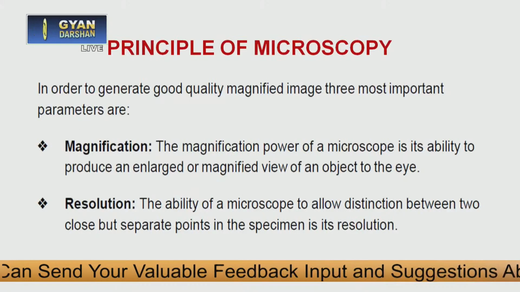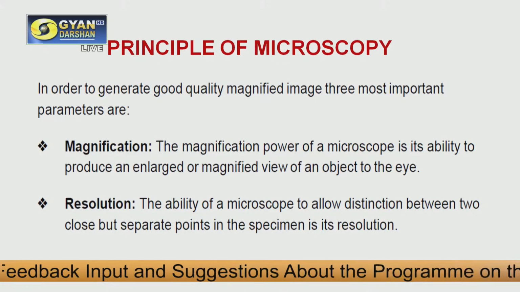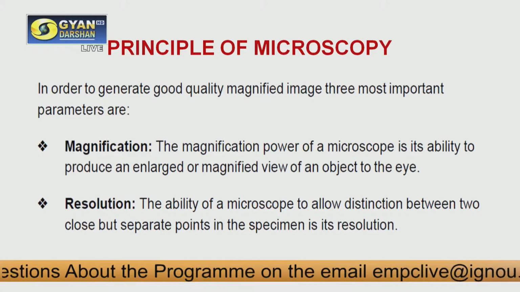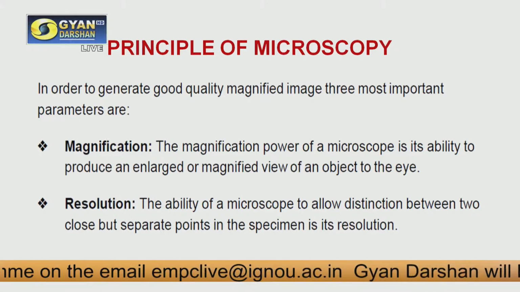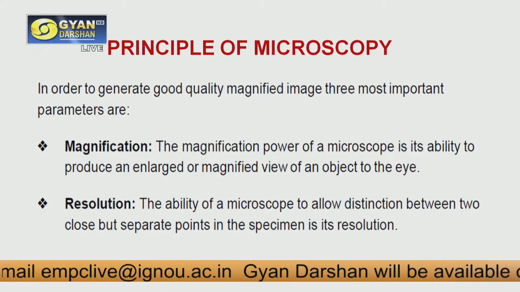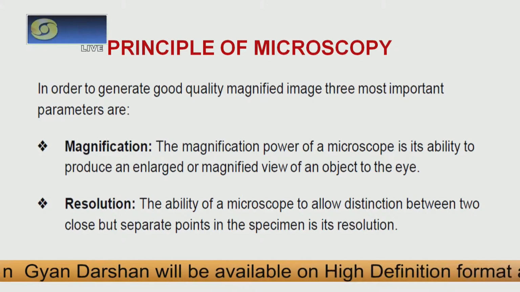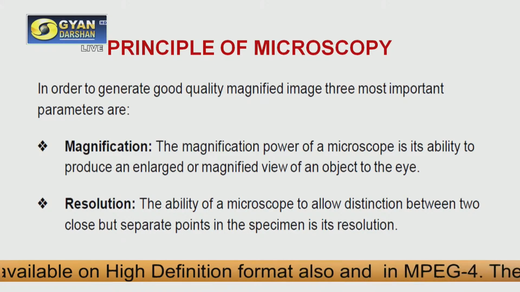Basically, the principle of microscopy is determined by resolution and magnification. These are two terms basically used in microscopy. Magnification means viewing smaller things in a larger way. It is the ratio of the size of the large image of the object in relation to the size of the object.